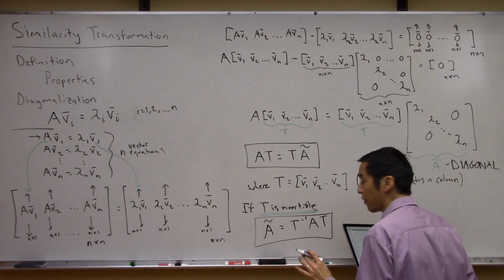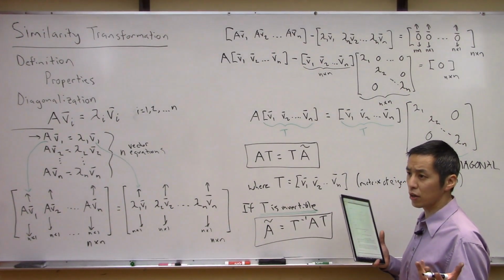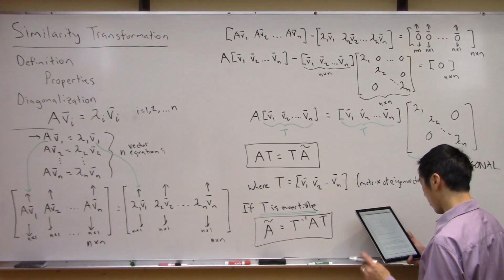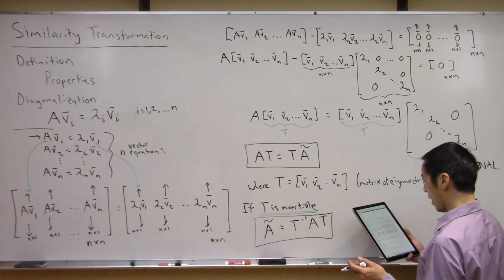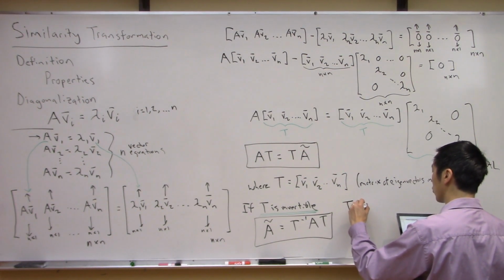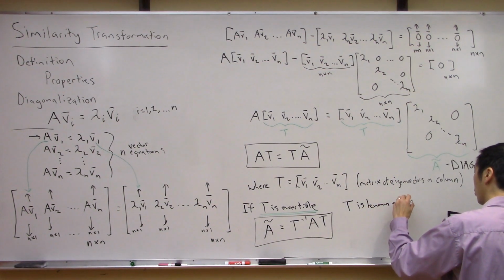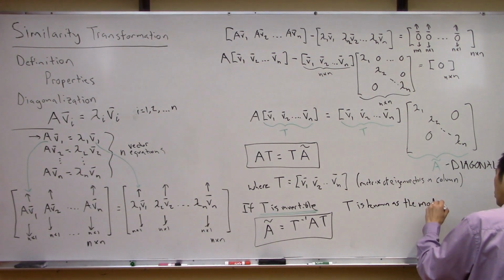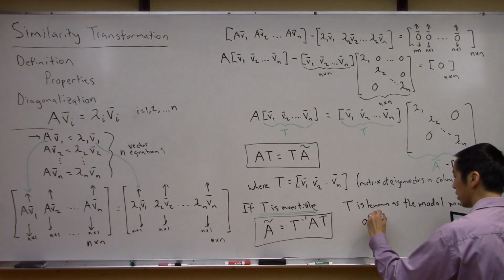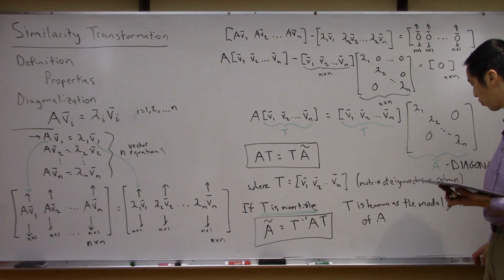But again, I want to stress the fact that this is very, very useful. We're going to see this show up over and over and over, especially in control systems and linear system theory. This is sometimes referred to as a modal form, and T is sometimes known as the modal matrix of A. Modal, M-O-D-A-L. And again, T is just the eigenvectors of A stacked up in column form.